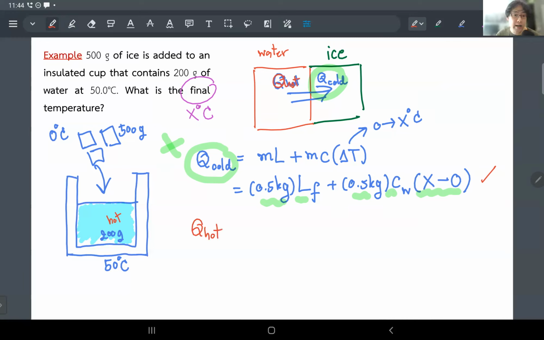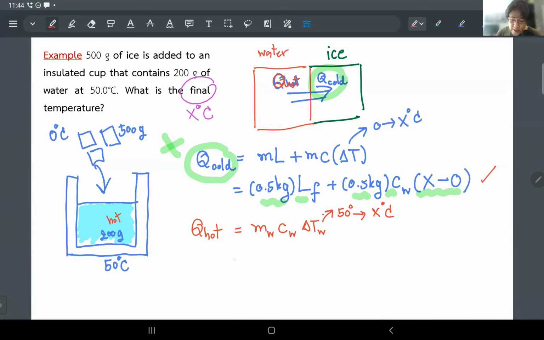All right. The Q hot seems to be a little bit easier because there's no phase transition involved. So what you have to do is just the M of the water, C of the water, and then the delta T of this liquid water. Let me put the subscript W just to say that we are looking at the water side of this whole thing. And the water over here, the temperature is changing from 50 to X degrees Celsius. You guys with me?